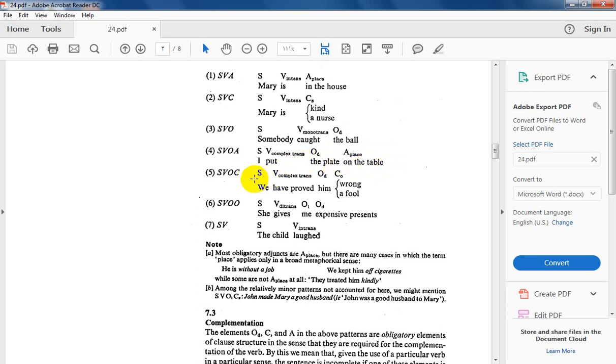I have SVOC: we have approved him wrong. Subject, verb, direct object, object complement, and the object complement is in the form of a noun phrase. Then I have SVOO, which is called ditransitive. I have the indirect object and the direct object. She gives me expensive presents. And the child loved something like that.